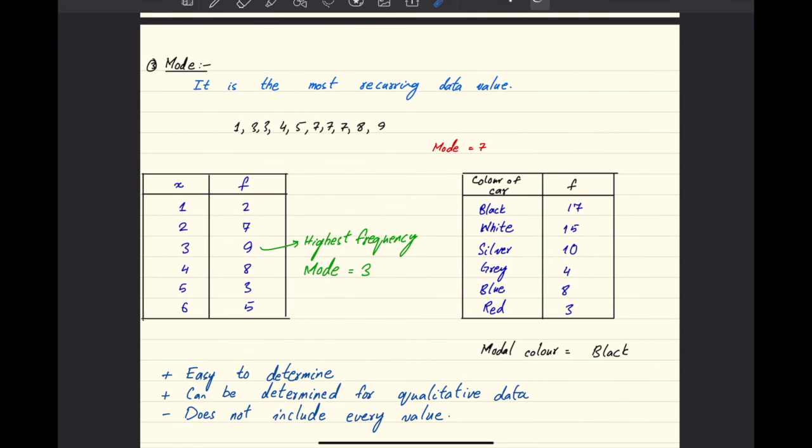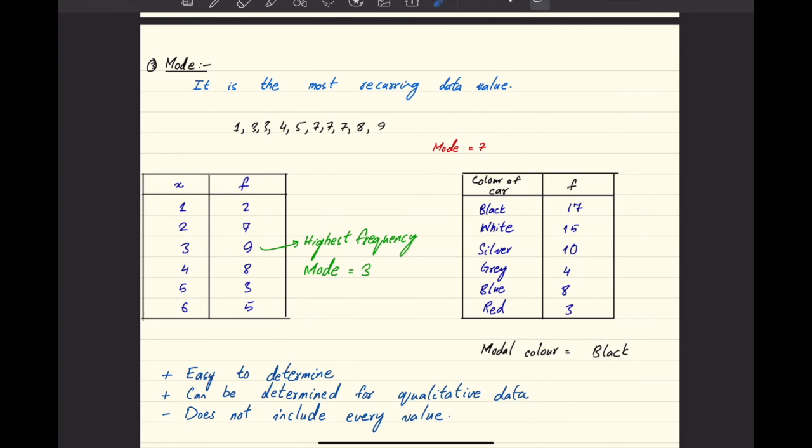The last measure of central tendency is mode. Mode is the most recurring data value, the one that has the highest frequency. So if you look at your data and you see a certain number that exists the most number of times, then you can directly see and tell that that would be the mode. In case of a frequency table, the highest frequency would be for the modal value.